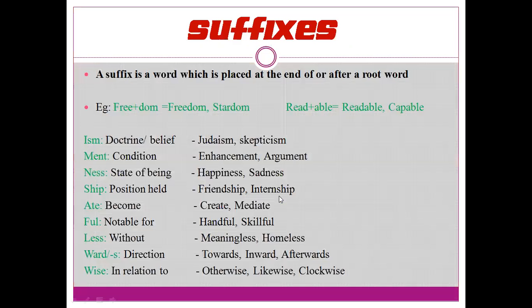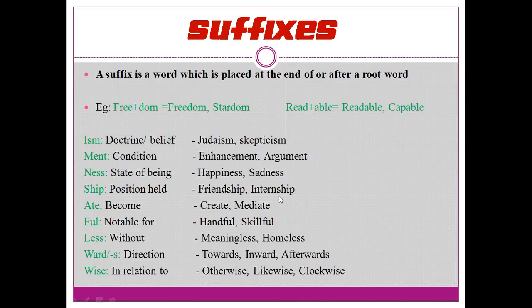Next, if you see the next topic, that is suffixes. A prefix is nothing but adding something before the root word, and a suffix is nothing but adding something at the end of the root word. We are not going to add anything before it, but at the end of the root word. For example, see here, free is the root word, and dom is the one which is actually called a suffix. So when you add dom to free, we get the new word, freedom. And also if you take the word star, star is the root word. When you add dom to that, it became stardom.